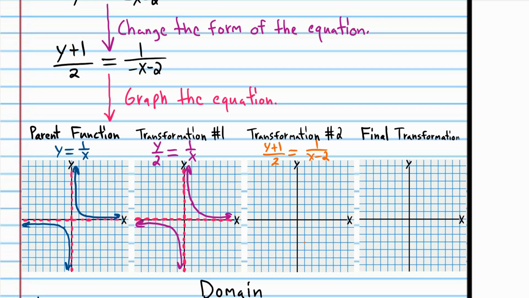So now we're going to move the asymptotes 2 units to the right and 1 unit down. And all those reference points are the same in relation to the intersection of the asymptotes.